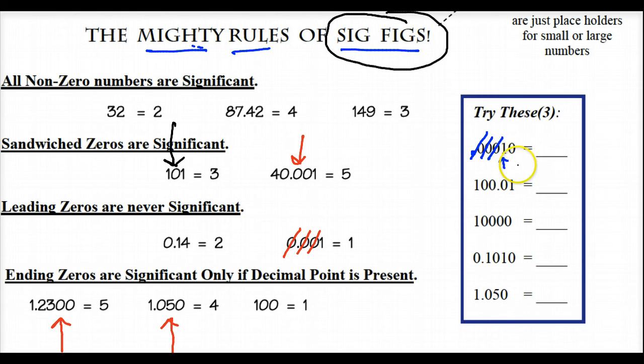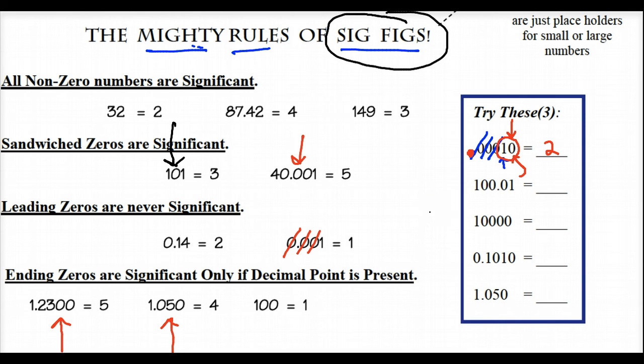Now, what about this ending zero? Well, this ending zero counts because there is a decimal point present, so that was measured. So what we have is 2 numbers. This last 0 must have been measured and was our guess. So this is 2 significant figures, or 2 numbers that came right off the device. All right, the next one.